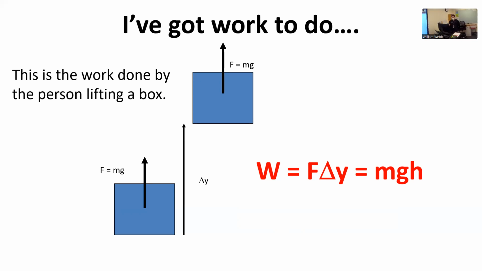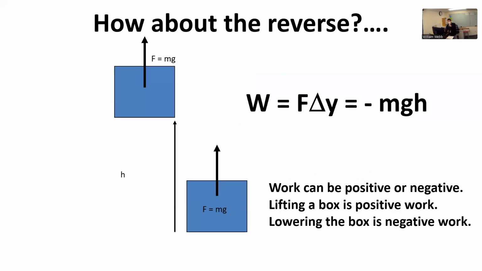Now the second part is, this is putting the box up on the top shelf, but what if I bring the box down? What's the force I apply to bring the box down? It still has to be the weight force. Which direction am I pushing? Negative. Oh wait, still pushing up. Still pushing up, right? I'm not pushing the box down. If I lower the box, I'm still applying a force upward, but the box is moving downward, right? So work is not a vector, but force and displacement both are.